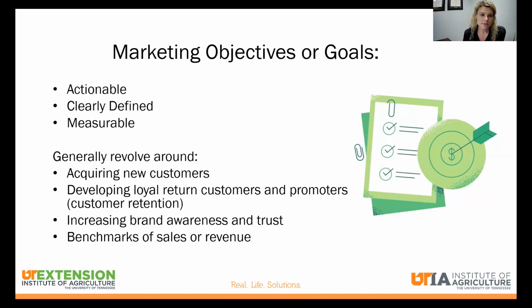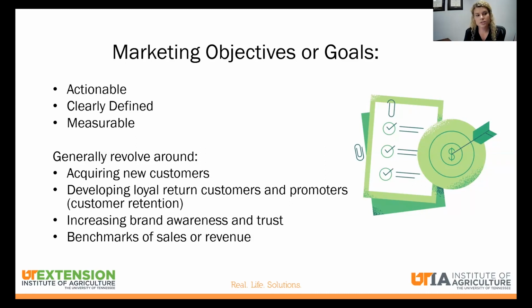How do we actually set those objectives? Typically, our objectives or our goals are something bigger picture so that we are trying to meet a certain goal in a certain defined time period. They should be actionable and clearly defined. Generally, our marketing objectives or goals will revolve around four main things: typically acquiring new customers, developing loyal return customers or customer retention, increasing brand awareness and trust, or a benchmark of a certain amount of sales or revenue. So we might be trying to sell a certain volume, we might be trying to bring in a certain amount of revenue, again, in a certain defined time period.